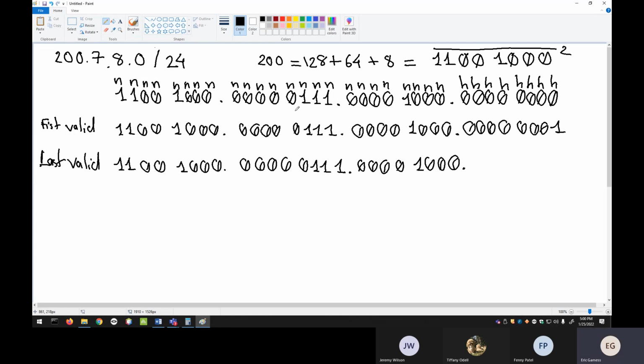Okay, we have a slide on that, and we saw that already. So I put all of them in 1 except the last one. So this will be what? The last valid: 200.7.8, and what is this number? 254. And how do we get the broadcast address?